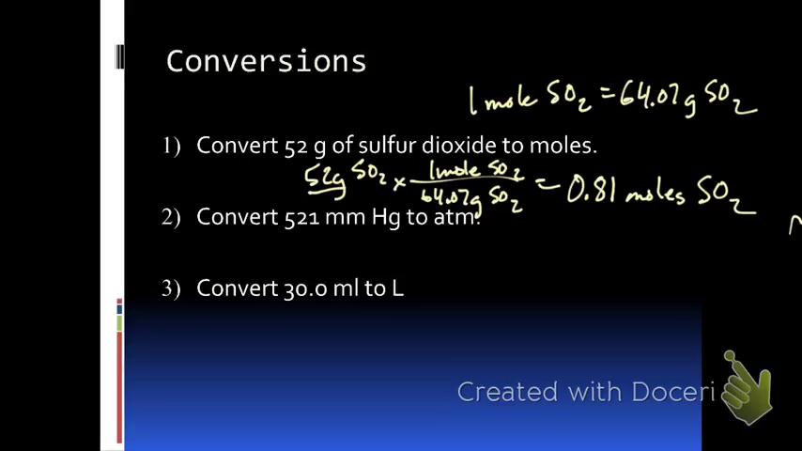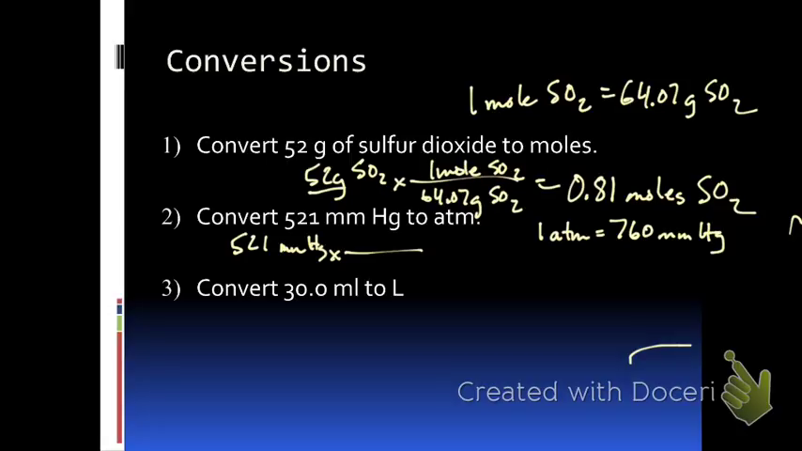When I'm converting millimeters of mercury to atmospheres, I'm going to use the conversion factor 1 atmosphere equals 760 millimeters of mercury. Start with my 521 millimeters of mercury, multiply by my conversion factor, 1 atmosphere, so 521 divided by 760, equals 0.686 atmospheres. That's my answer.